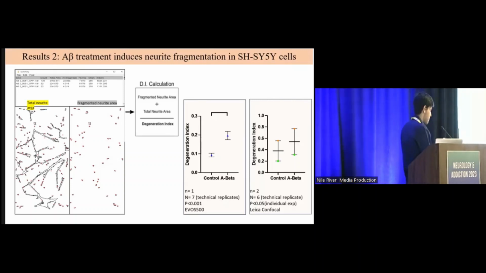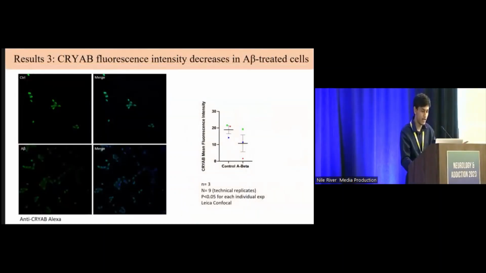As you can see, the first was performed in EVOS 500, and the second was performed under Leica confocal. The EVOS 500 shows significant fragmentation, and the Leica confocal shows an increase in fragmentation in both of the replicates. When you compare each experiment, they were significant. But when you calculate a mean for both experiments, it's not a significant result, but there is definitely an upward trend. So this was a bit difficult to get around.